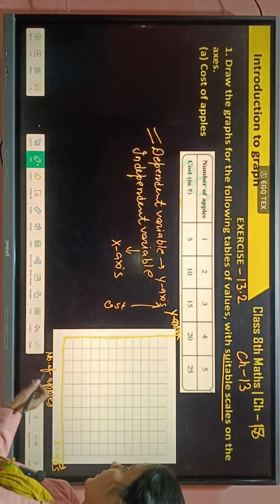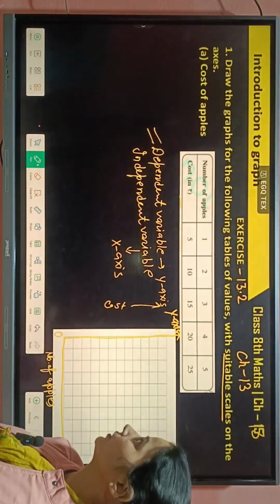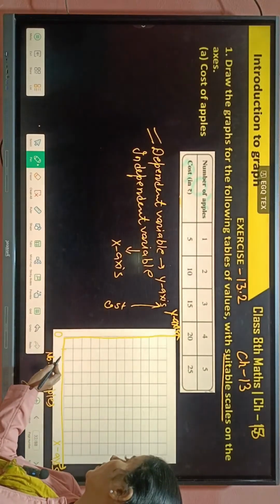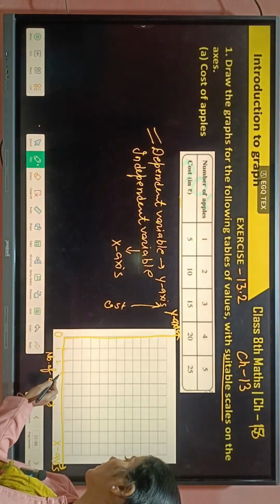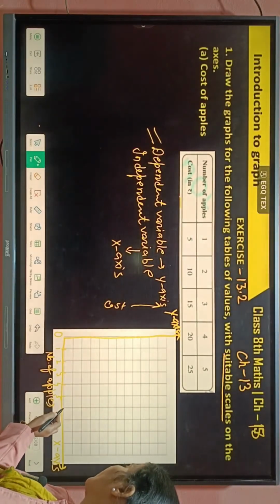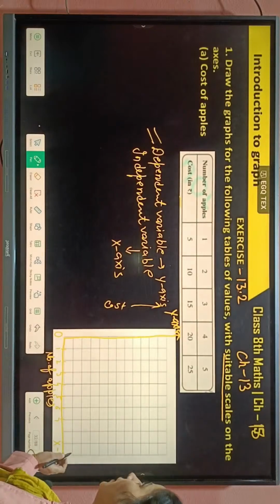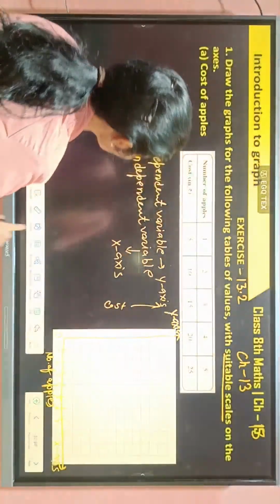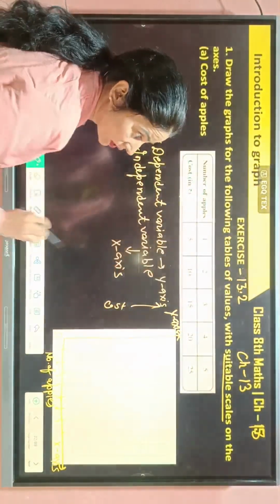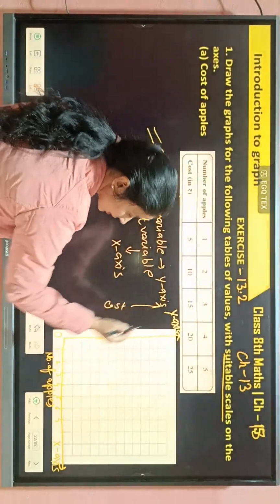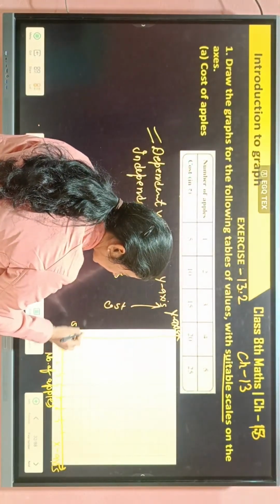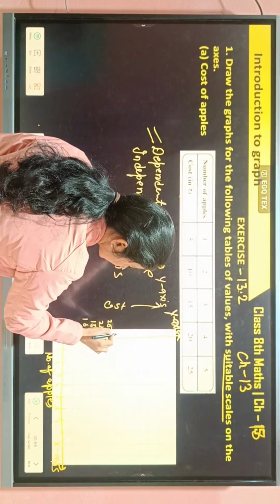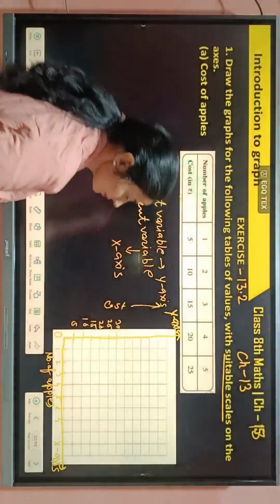Let us choose a scale. Say this point is O, origin. Number of apples 1, 2, 3, 4, 5. So we can consider this is 1, 2, 3, 4, 5, 6, 7 and so on. So till 5 we need. Cost 5, 10, 15, 20 and 25. So I can consider there 5 gap, this is 5, then 10, 15, then 20, then 25, then 30 in this way.